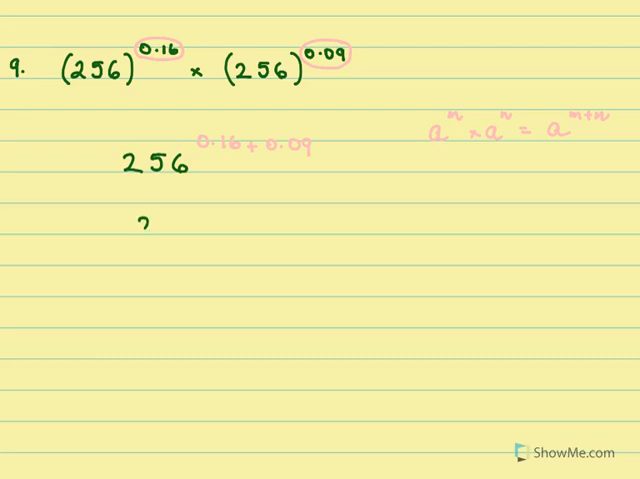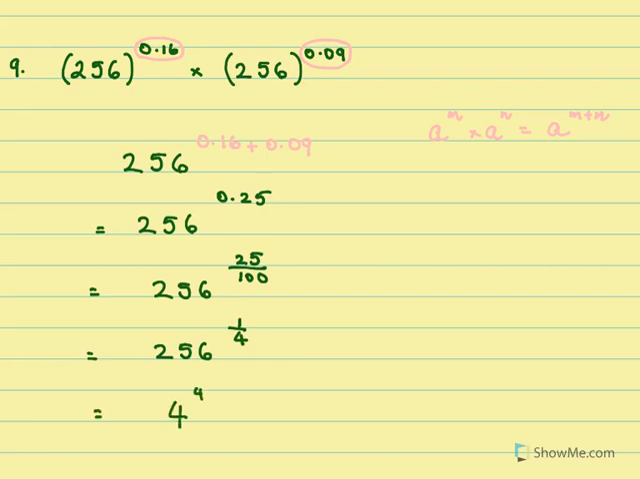So on adding the powers, I get 0.16 plus 0.09, and that works out as 256 raised to 0.25. So equal to 256 raised to 0.25, and 0.25 is 25 over 100. I remove the decimal. 25 over 100 is 1 by 4. And 256 is 4 raised to 4 into 1 by 4. So it cancels. The answer is 4.